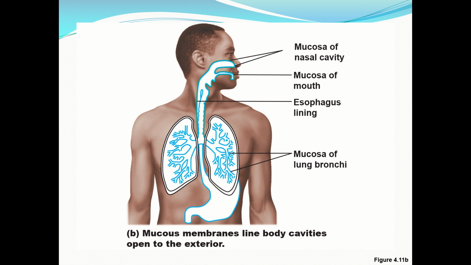This picture illustrates a mucous membrane. Notice that it is open to the outside world. Interestingly, the airways evolve off of the digestive system during embryonic development.